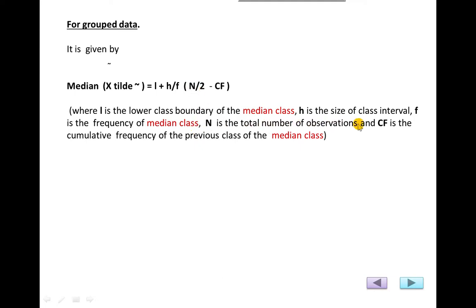And n, the total number of observations. CF is the cumulative frequency of the previous class of the median class. The important thing is the median class. First we will find the median class, then you can select the L, F and CF. We will perform this procedure in grouped data.